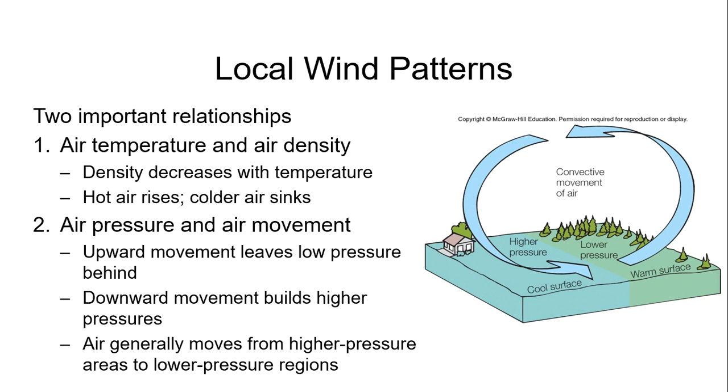The other important relationship is the relationship between air pressure and air movement. Now, when you have a region that is warmer, such as we have on the right side of this figure, we already saw that that air is going to rise. Well, upward movement basically removes air from a certain region, therefore decreasing the pressure. We end up having a lower pressure beneath that rising air. On the left side, when you have the cool surface, you're going to have sinking motion. The opposite happens. The sinking motion is going to cause a region of high pressure.